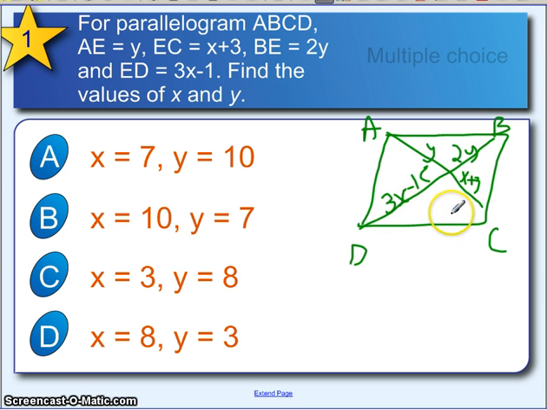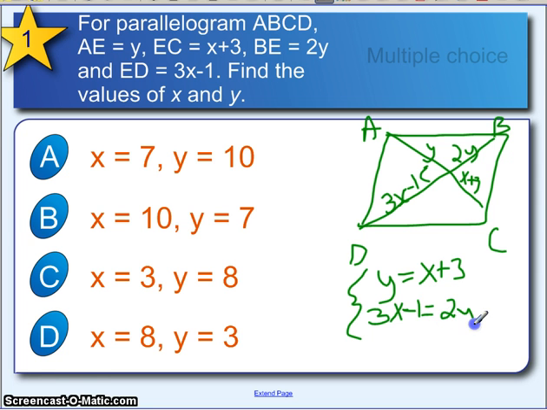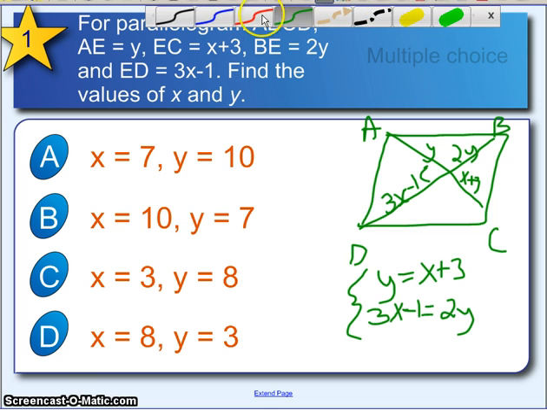So we've got to set up a little equation here. We know that the diagonals bisect each other, so y is going to be equal to x plus 3. And on the other equation, we're going to end up with a system of equations here, so hopefully you're caught up on your algebra. We're going to have 3x minus 1 is equal to the other half that is bisected, which is 2y. So we're going to use substitution on this one to solve.